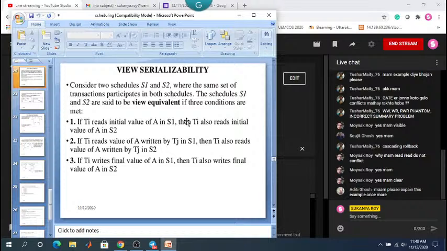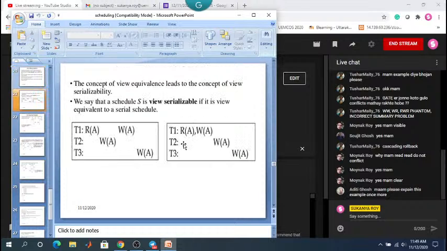Next is view serializable. Consider two schedules S1 and S2 where the same set of transactions is there. Okay, let me show you by example, that will be easier. T1 has RA, WA, T2 does the WA in between RA and WA, and T3 has a write at the last. We can say that this is view serializable if it is view equivalent to a serial schedule. This is a problem for a serial schedule because read A and write A are happening. So if first transaction 1 completes write A, then transaction 2 performs write A, then it will be overwritten.